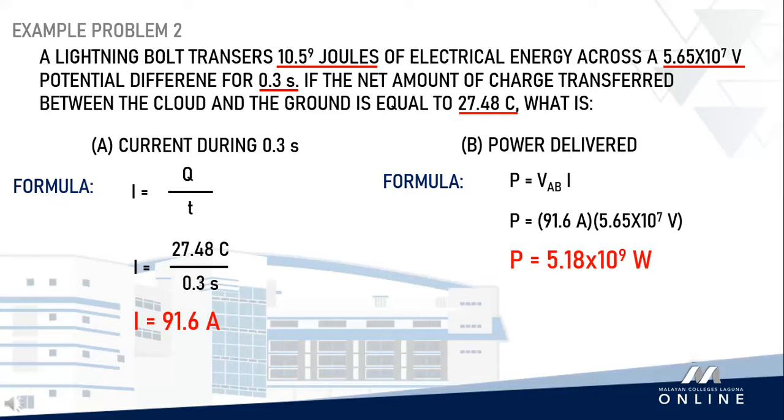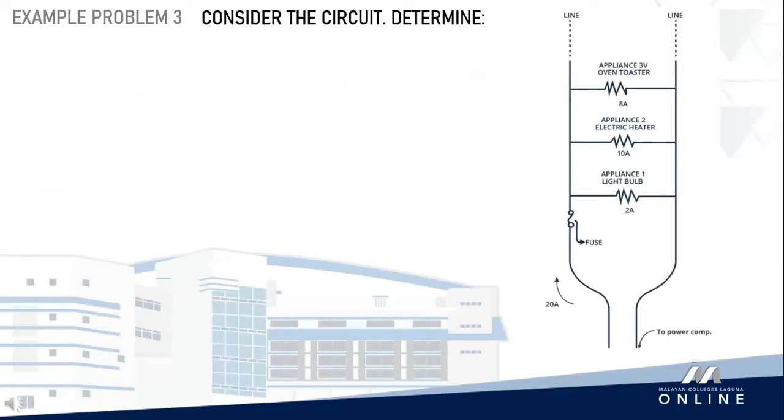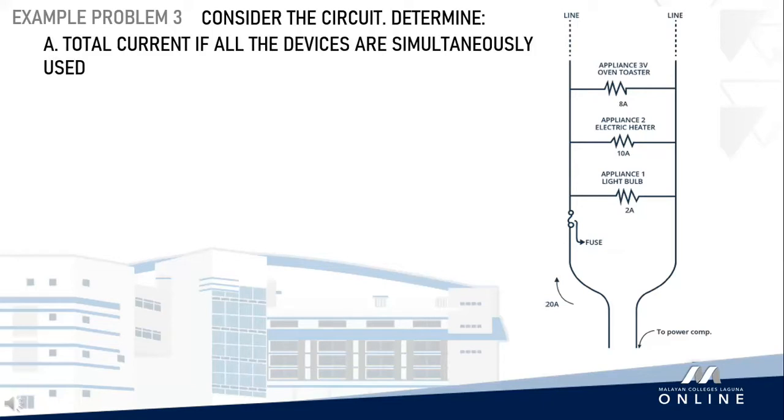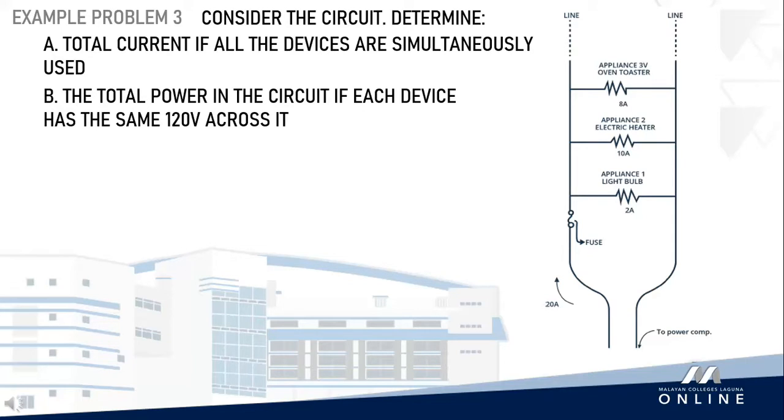And that's it. For our last problem, try to consider the circuit shown on your screen. Here, we can see different appliances connected in parallel, each having their own power rating. We are asked in this problem to determine the total current if all the devices are used simultaneously, and B, the total power in the circuit if each device has the same 120 volts across it. Again, I will post this video and try to solve this on your own.